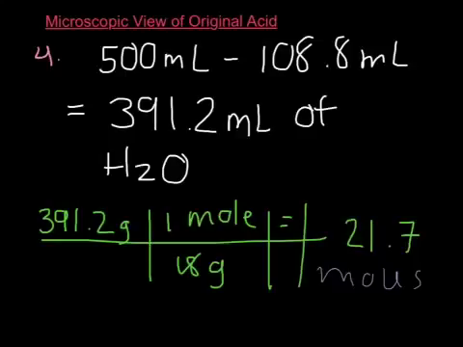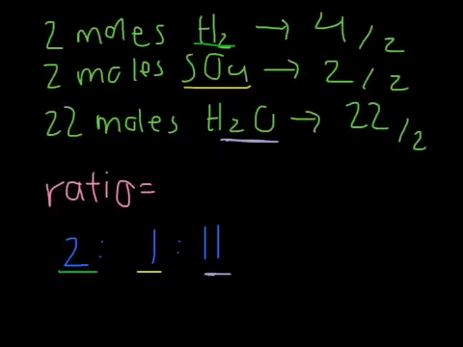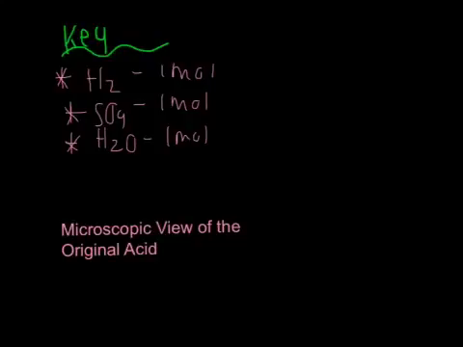And finally, to find the ratios, you have to convert the 391.2 grams of water into moles, which will ultimately leave you with 21.7 moles, or rounded to 22. Then you divide by the smallest number, which is 2, and find that the ratio is 2 to 1 to 11. And now you proceed to the microscopic view of the original acid. Here you can see the ratio and the Brønsted acids and bases labeled.